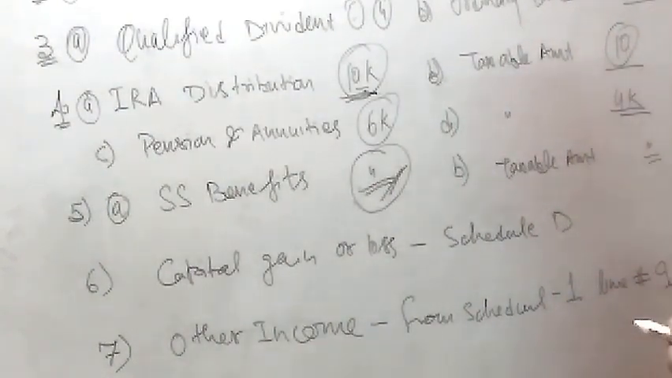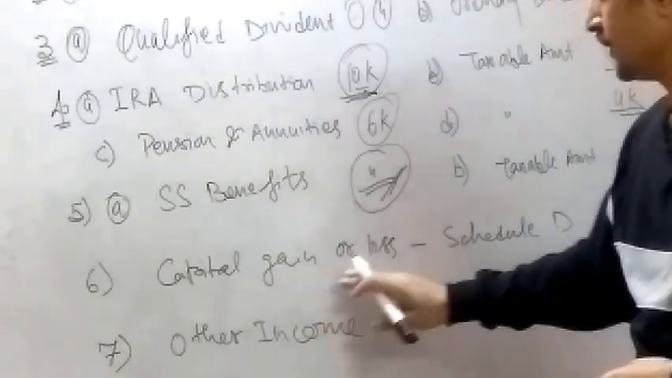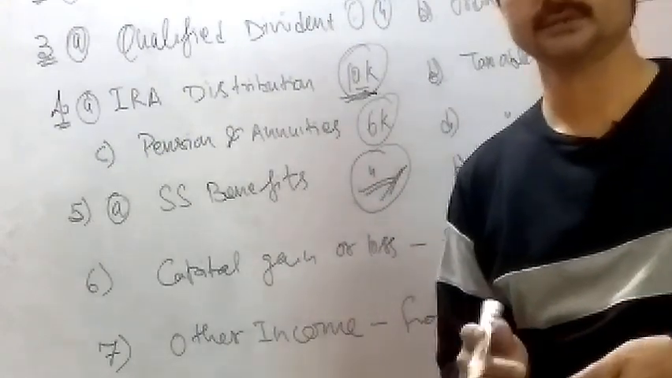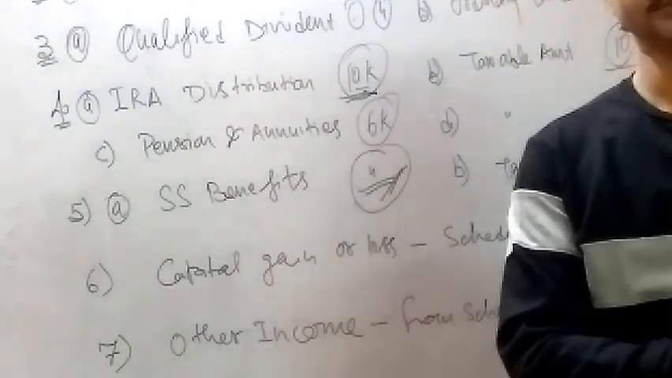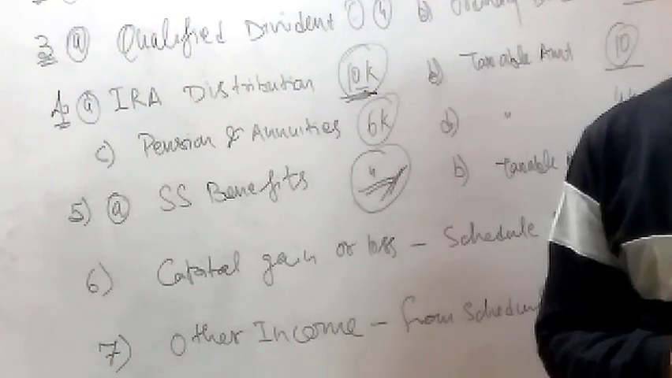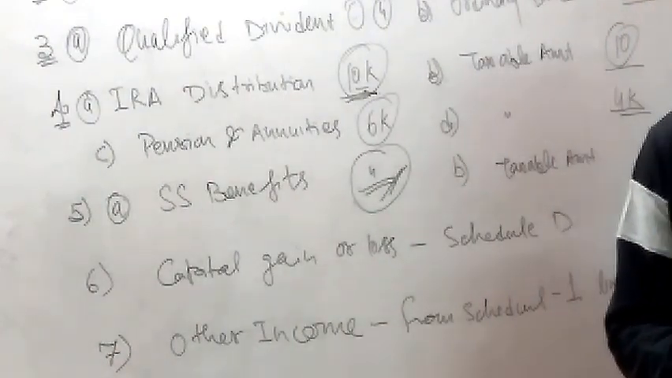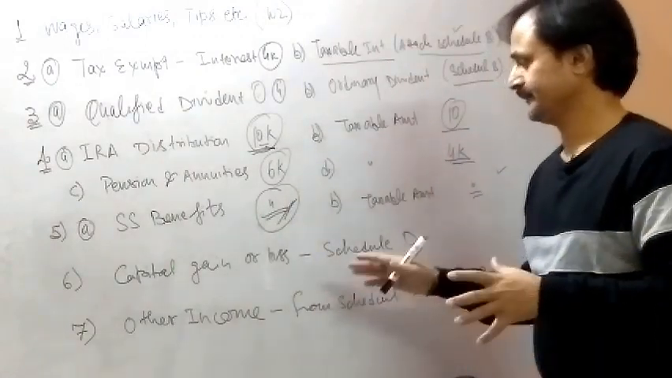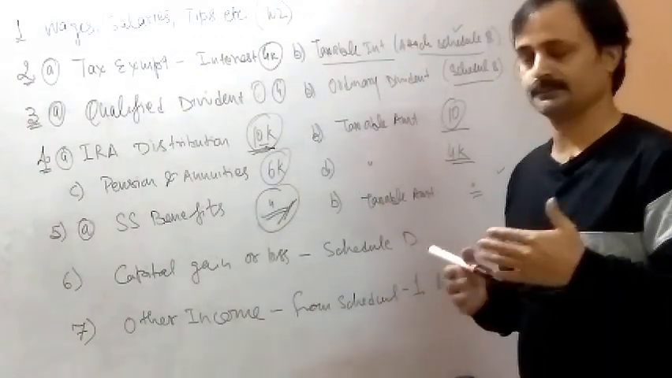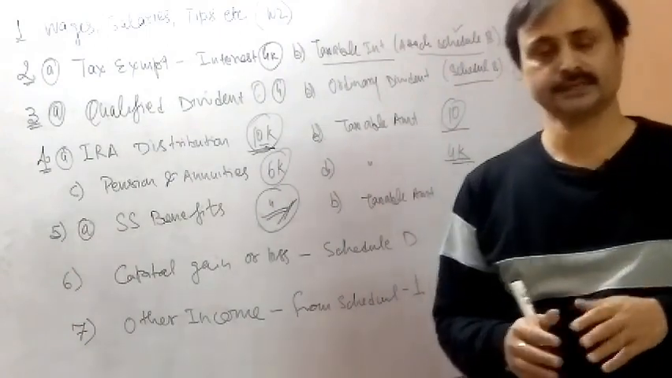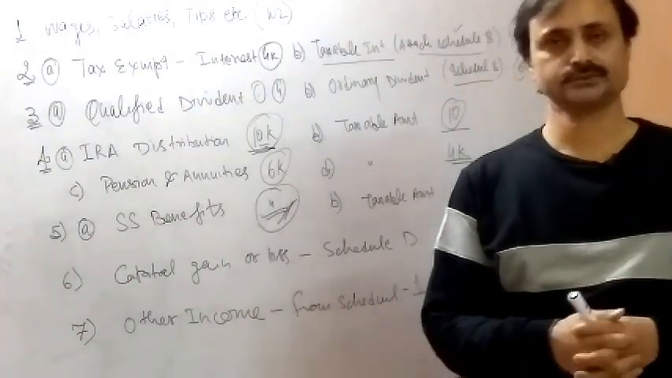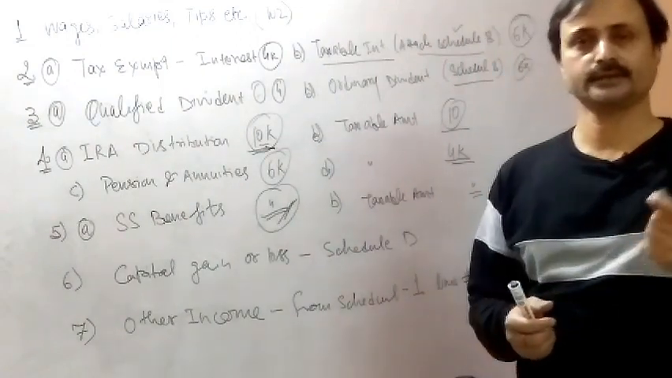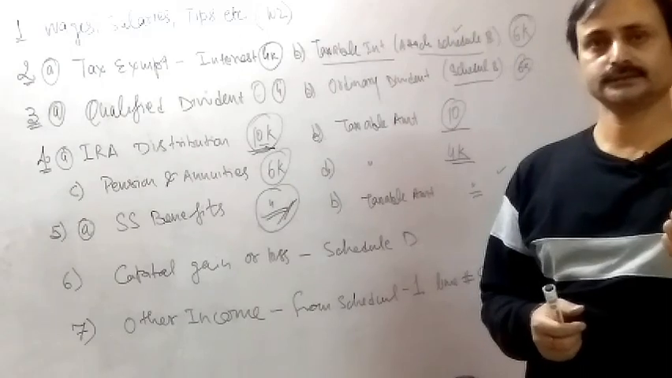Now line number 6, capital gain or loss. If someone has sold a property that was purchased for 100,000 and after 5 years it has been sold for 110,000, then 10,000 is a gain. Or if someone purchased a property for 100,000 and sold it for 90,000, then 10,000 is the loss, right? So there is some portion that the borrower can get credit for.